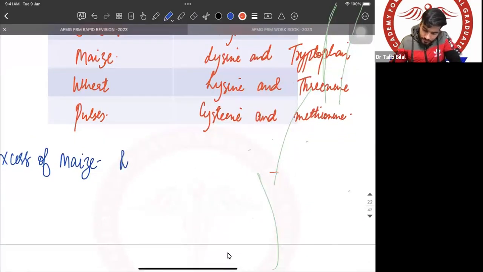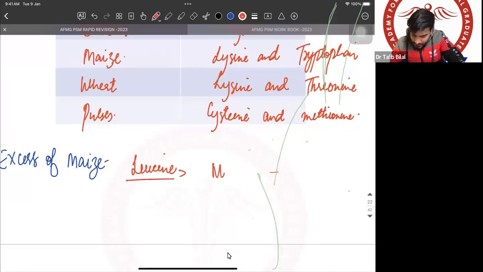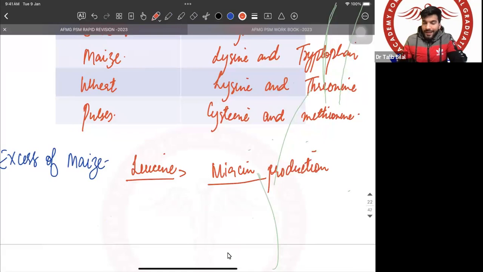Lysine. Sorry, maize is rich in leucine but deficient in lysine. This leucine can interfere with niacin production. Then this niacin will be deficient.